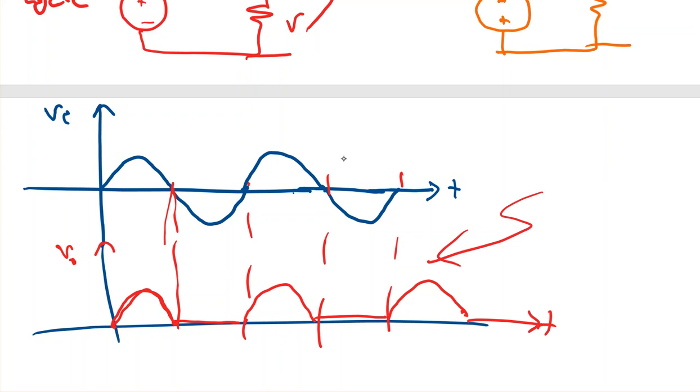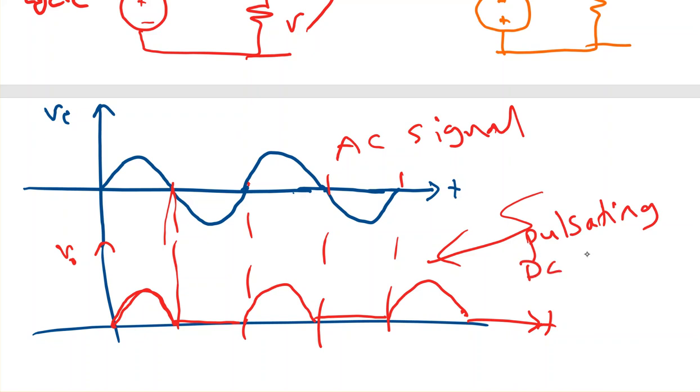So this is an AC signal, and this is pulsating DC signal. And as such, we are doing what we call half-wave rectification. Now, simply, we need to do just some calculations or some values.